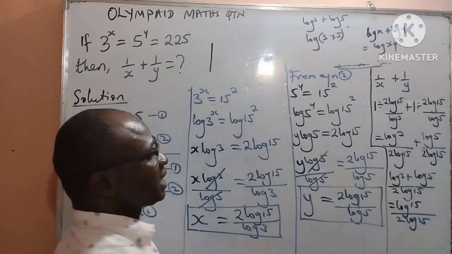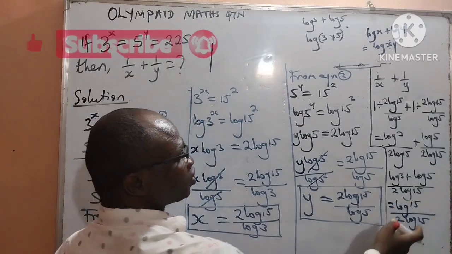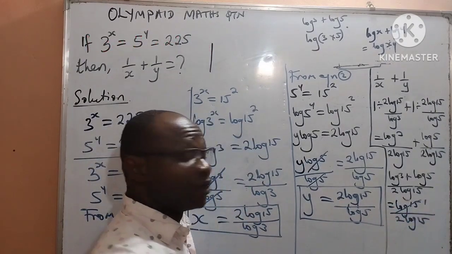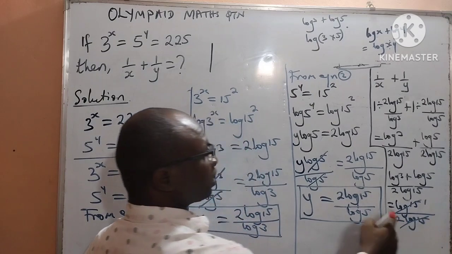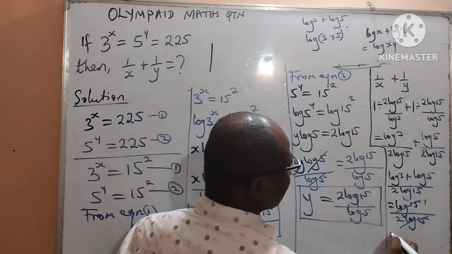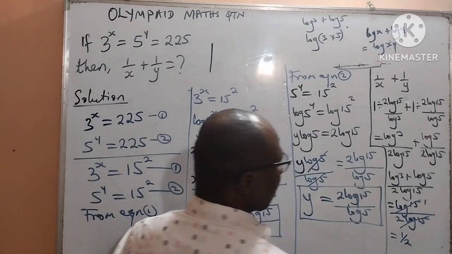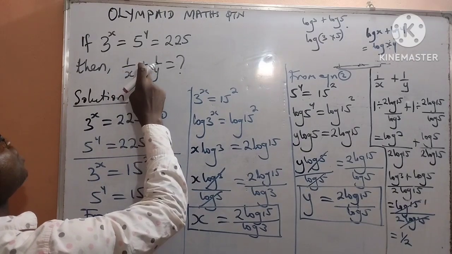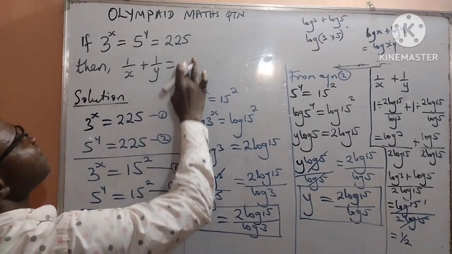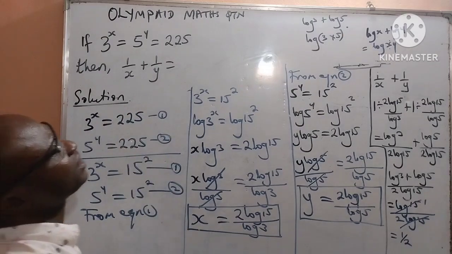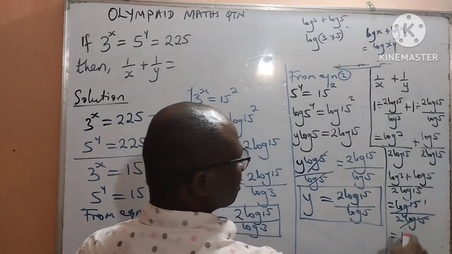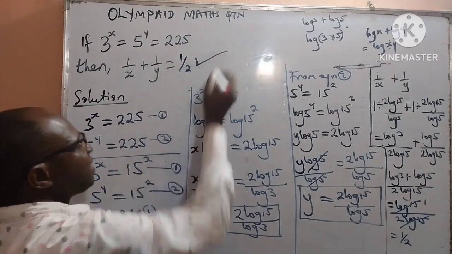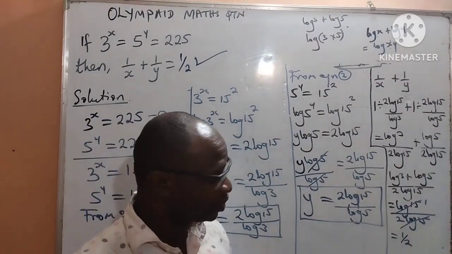Finally, see with me that I have log 15 at the numerator and I also have log 15 at the denominator. So log 15 will cancel to give me 1 at the numerator, and at the denominator it will cancel to leave me with the 2. Finally, my final answer here now is half, meaning that our answer to 1 all over x plus 1 all over y, as the question has put it for us to evaluate, is equal to 1 over 2. Final answer.